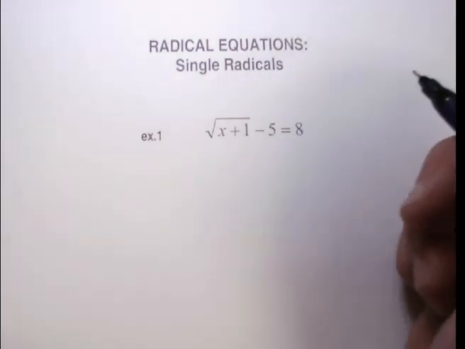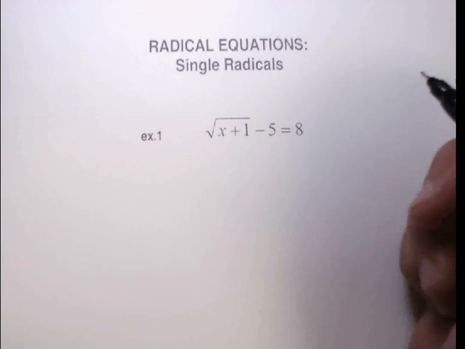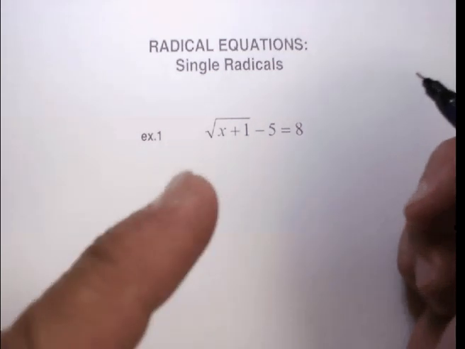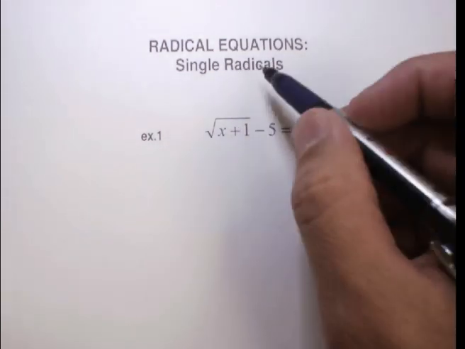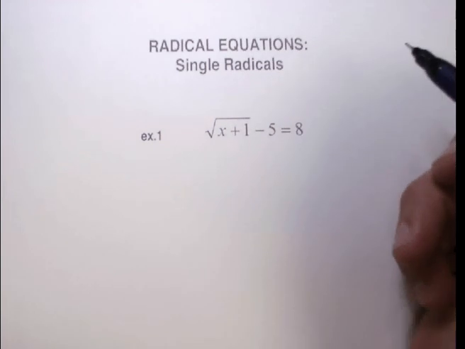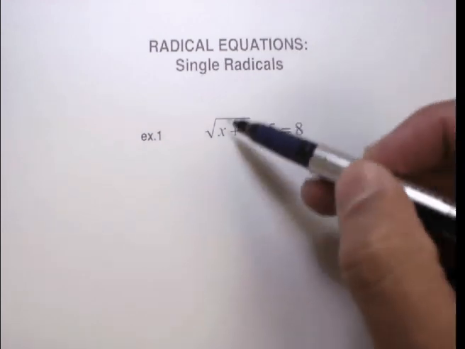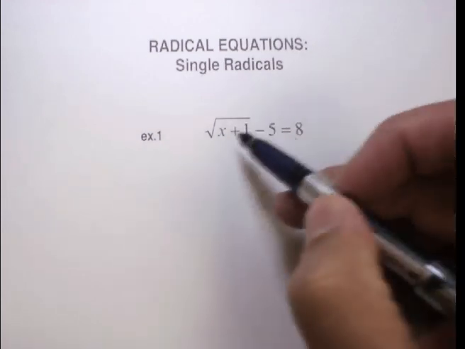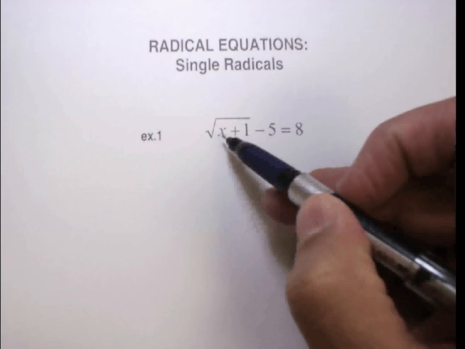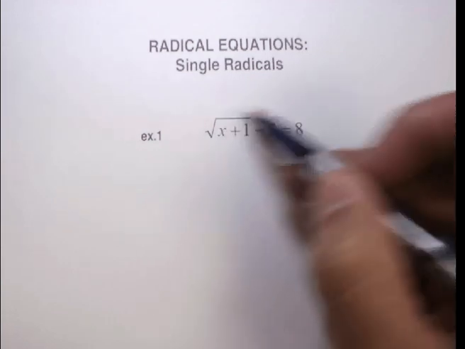Okay, in this video I'm going to go over how to solve a single radical equation. And you'll notice that in this particular example, there's only one radical in the equation, and there's an x value underneath in the radicand, under the sign.